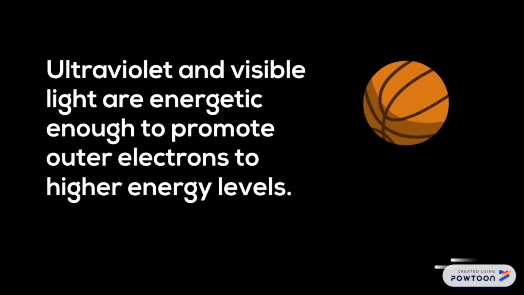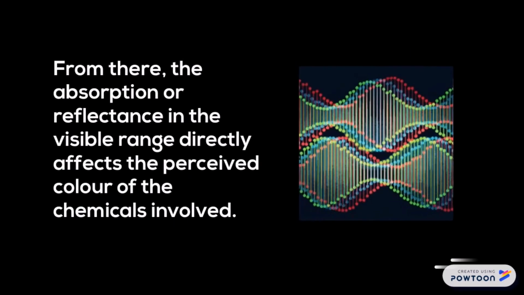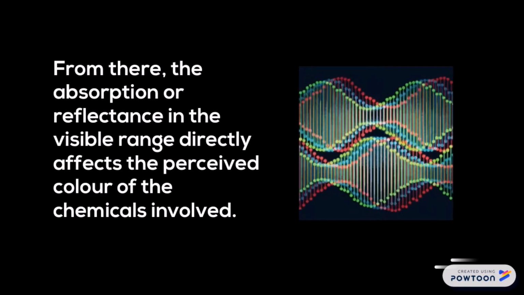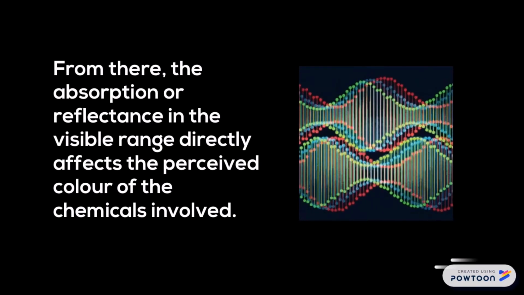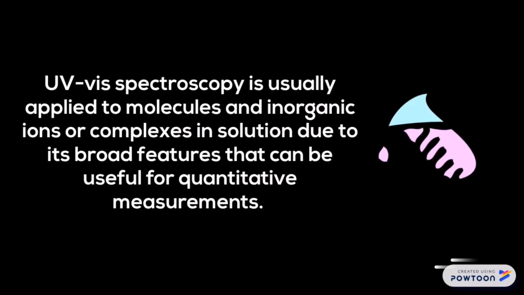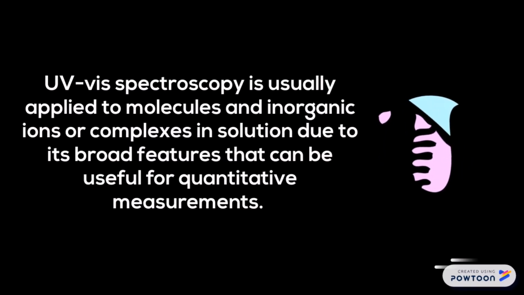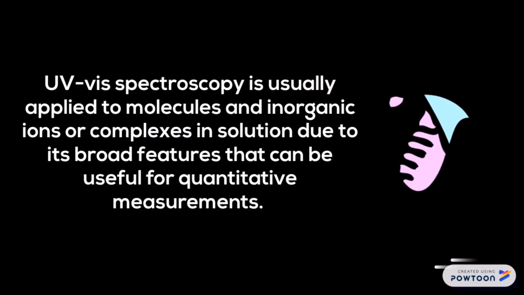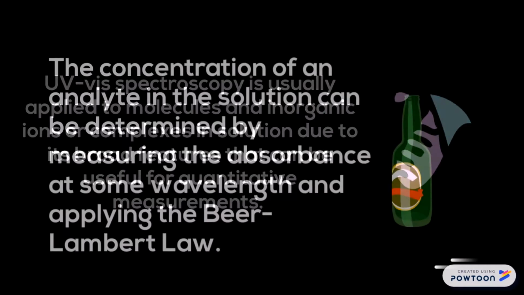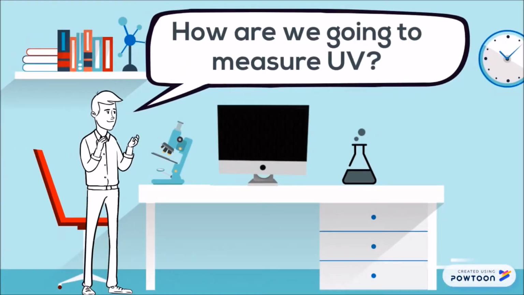Ultraviolet and visible light are energetic enough to promote outer electrons to higher energy levels. From there, the absorption or reflectance in the visible range directly affects the perceived color of the chemicals involved. UV spectroscopy is usually applied to molecules and inorganic ions or complexes in solution due to its broad features that can be useful for quantitative measurements. The concentration of an analyte in the solution can be determined by measuring the absorbance at some wavelength and applying the Beer-Lambert law. So, how are we going to measure UV?